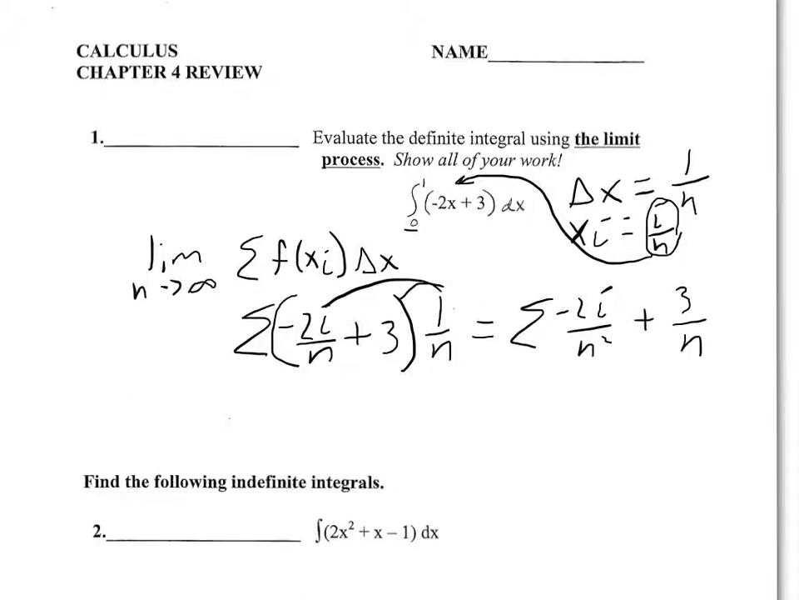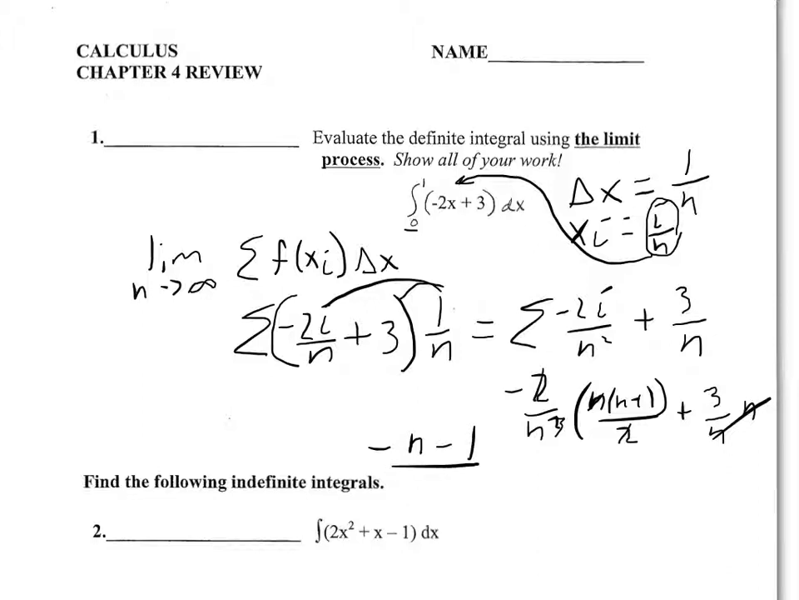All right, now the sum of i is, so let me get this down. So the sum of i then is n times n plus 1 all over 2, plus 3 over n, and then times the sum of that should just be n. Okay, so the n's will cancel there. This n will cancel one of those, and that 2 cancels that 2. So then I should end up with negative n minus 1 all over n, and then just plus 3.